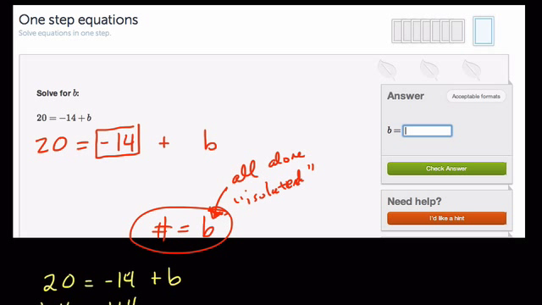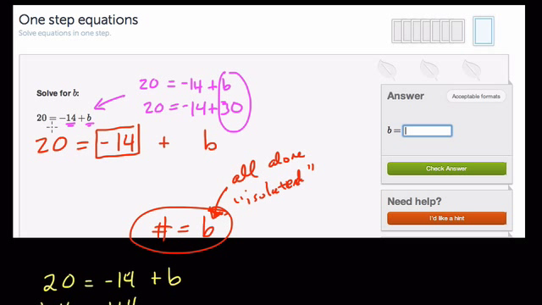Now intuitively you can solve these, but again, I'm trying to get you to practice balancing equations. Here the intuition is: okay, 20 is equal to negative 14 plus something. What do you have to add to negative 14 to get all the way up to 20? Well, we're at negative 14, we'll add 14 to get to 0, and add another 20 to get all the way up to positive 20. Therefore, 20 equals negative 14 plus 34, and b is 34. So you can think about what you have to add to this term to get the result.